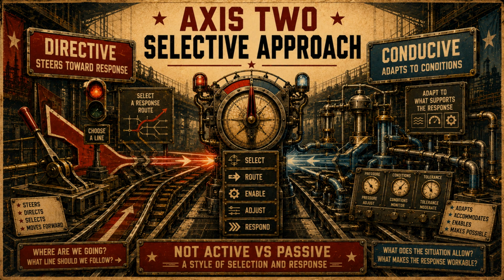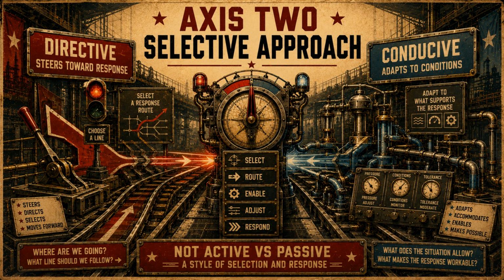The second axis behind array is called selective approach. If expressive emphasis asks how firmly a function expresses its assessment, selective approach asks how the function moves toward response. A directive function steers. It selects a line of response and helps move the block in that direction. It is concerned with direction, choice, and enactment. It asks, what are we doing with this assessment? Where is this response going? What line should be followed?